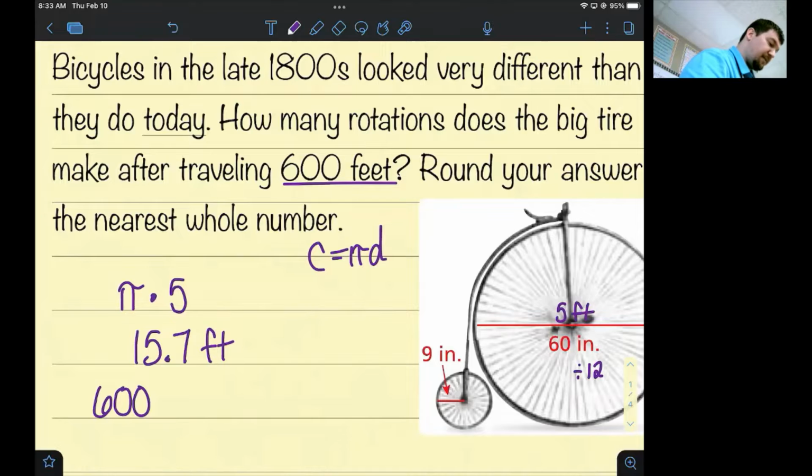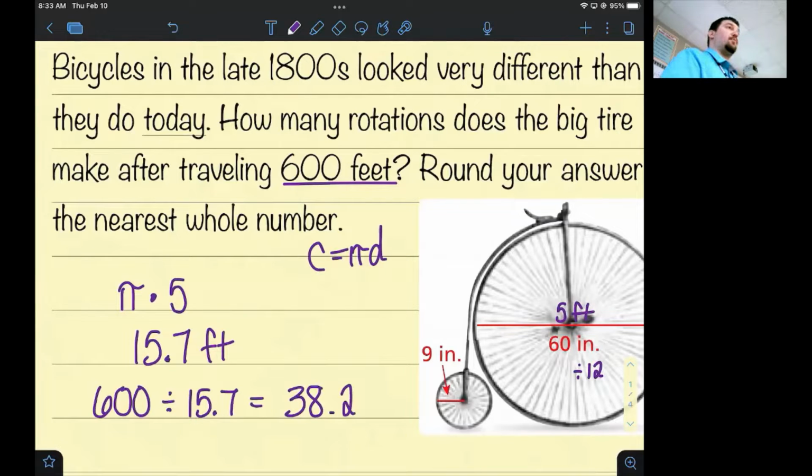And I'm going to divide it by 15.7 because every time my tire spins, it's taking me 15.7 feet. Natalie, what do I get? 38. Is it exactly 38? It does. 38.22. Okay. So the reason she said 38 is she looked at the instructions. It says round to nearest whole number. So whole number, no decimal places.